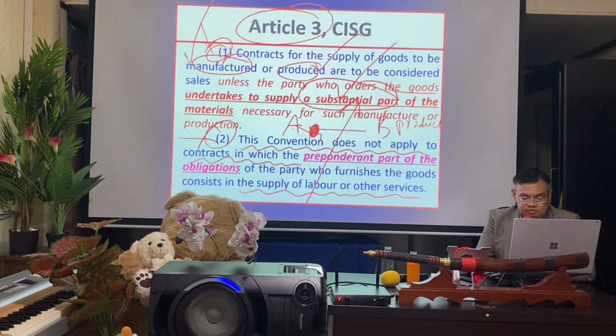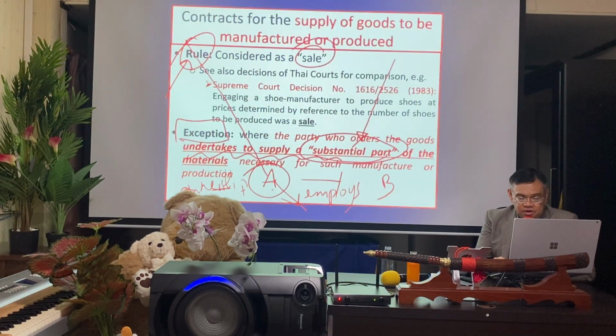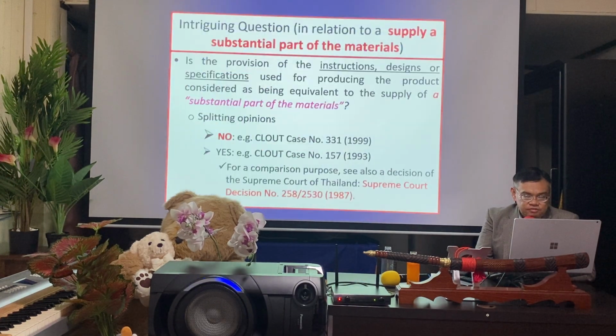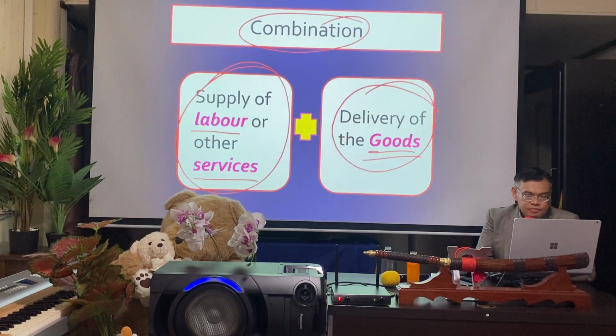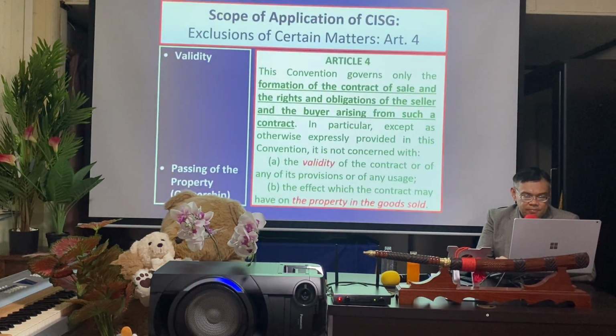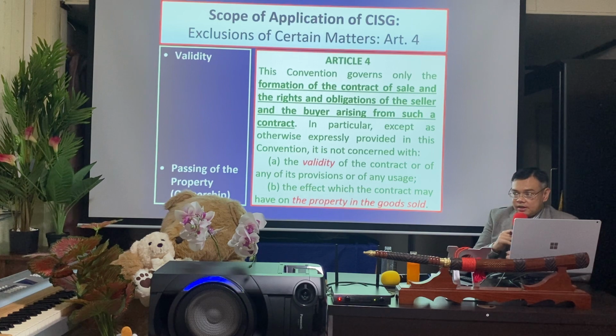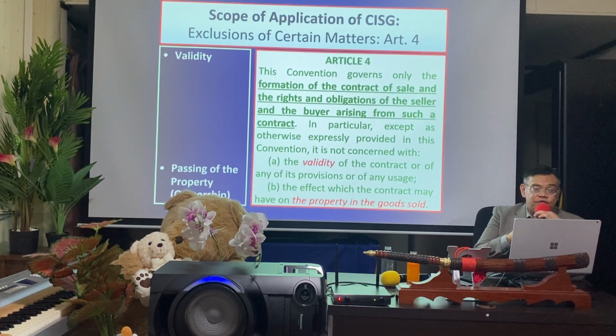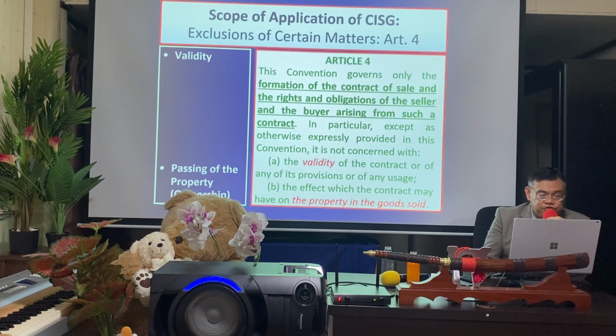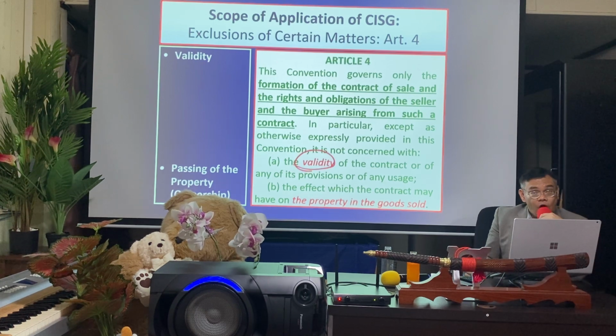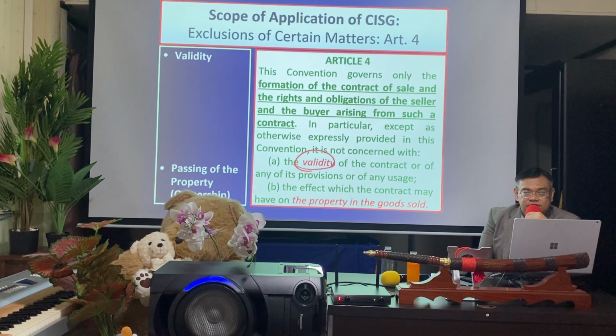Now, before we end this topic, we should also see this. Let me go to the final part of my lecture. There are a couple of things which are placed outside the application of the CISG. First, the matters which deal with the validity of the contract. Those matters are not governed by the CISG. They are placed outside the scope of application of the CISG.